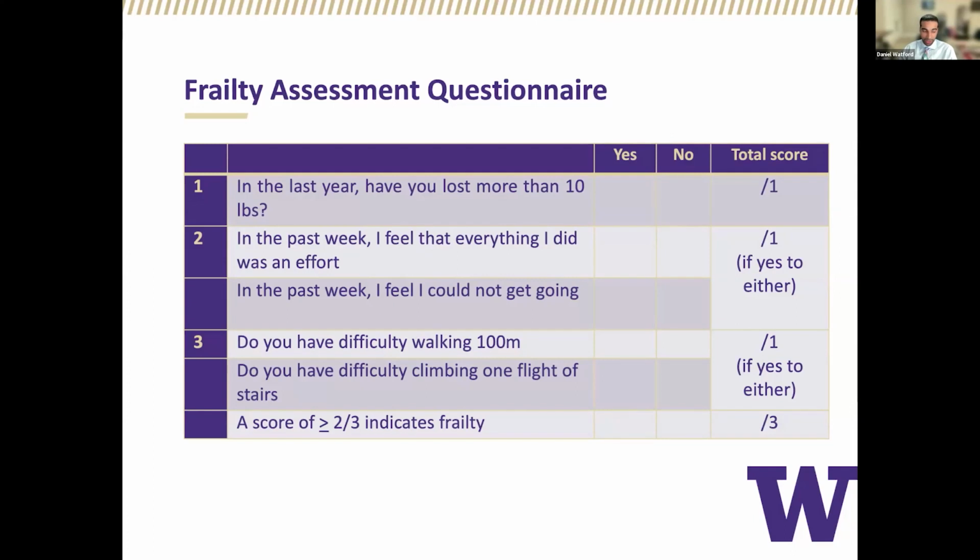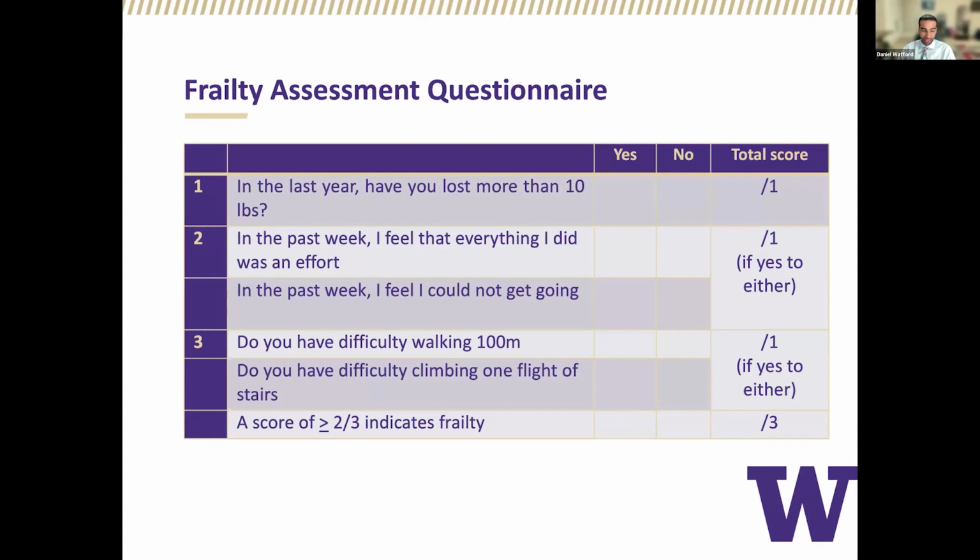And what we're looking at, we still are assessing for unintended weight loss. So we ask, in the last year, have you lost more than 10 pounds? And getting a score of 1 if this is yes. And then the other two parts of that are assessing exhaustion and physical activity. For the exhaustion component, we ask, in the past week, do you feel that everything you do requires an effort, or do you feel that you just have trouble getting up and going? And it just requires an answer of yes to either of those two questions to get a score of 1.